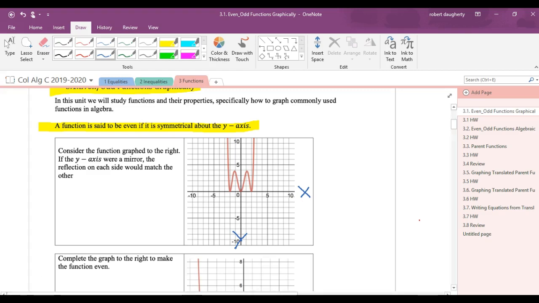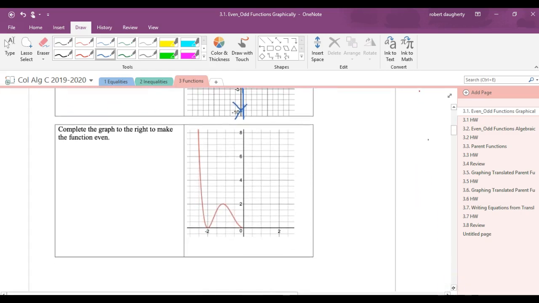If I look at this particular graph, and I draw a line right where the y-axis is, does this graph look identical on the right and the left? Yes, this is an even function, okay? We will say that this function is even because it is symmetric about the y-axis. The way you can tell that graphically is that what you see on the right and what you see on the left reflect each other perfectly, okay?